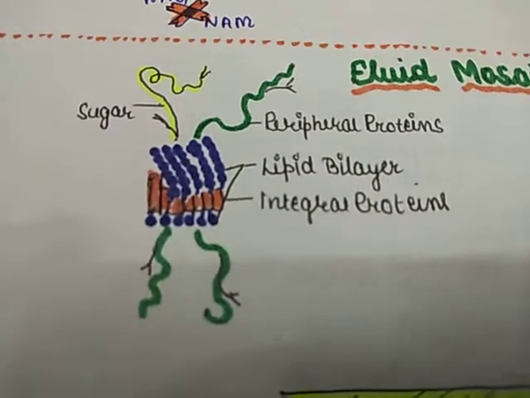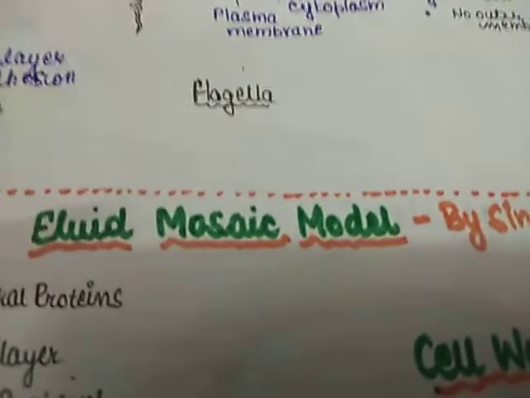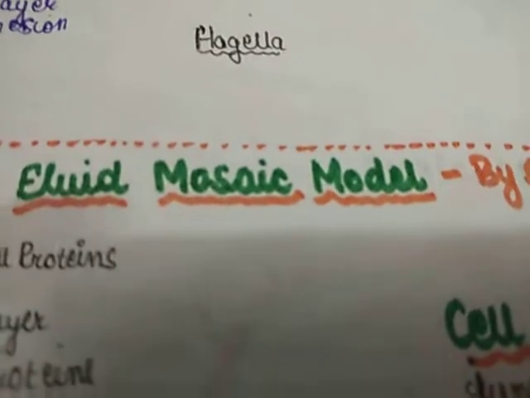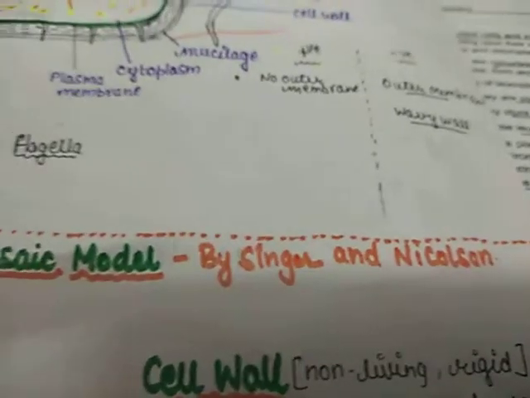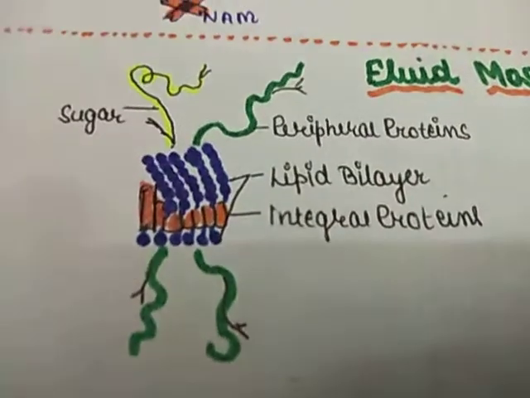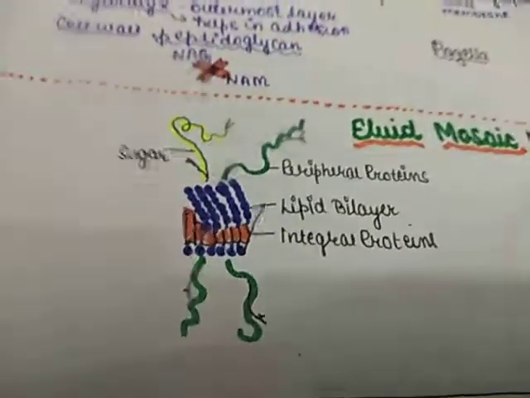Many models of the cell membrane have been bestowed to the world, but the fluid mosaic model given by Singer and Nicholson is one of the most accepted models in the world. Let me explain what it says.